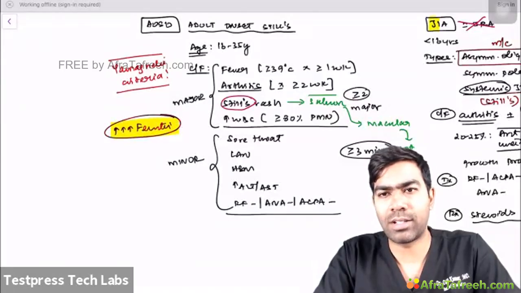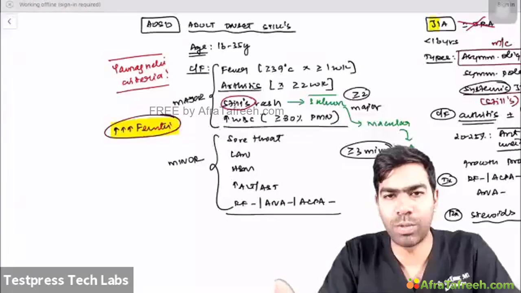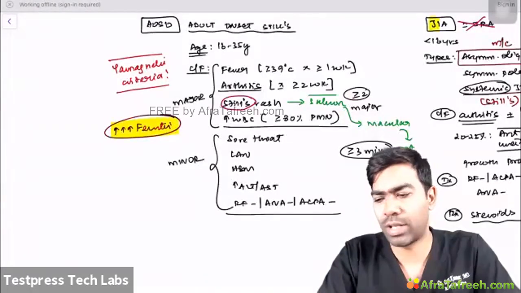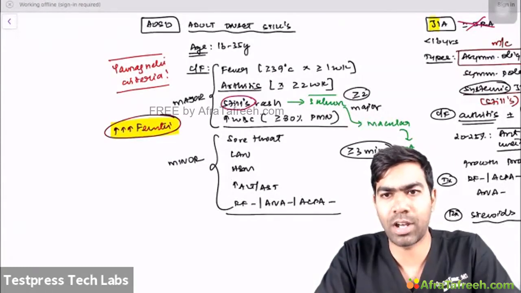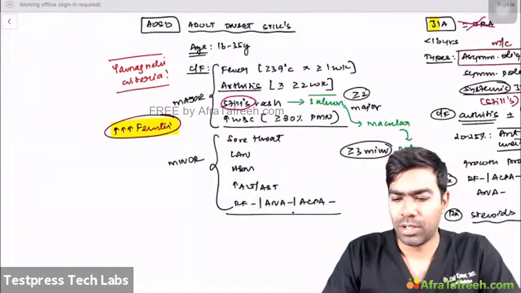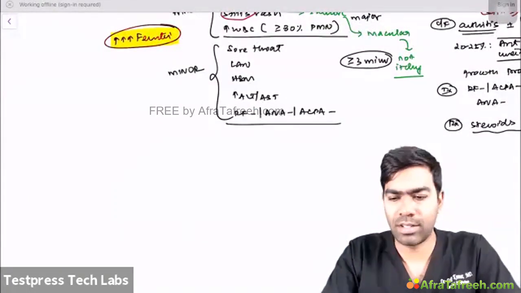So whenever there is a trauma in an area, that area can be precipitated by getting a new rash. That's what we refer to as a Koebner phenomenon or Koebner effect. You can get the Koebner phenomenon in patients with Still's rash as well. A new rash can happen along the lines of trauma. Yes, that's the Koebner phenomenon.